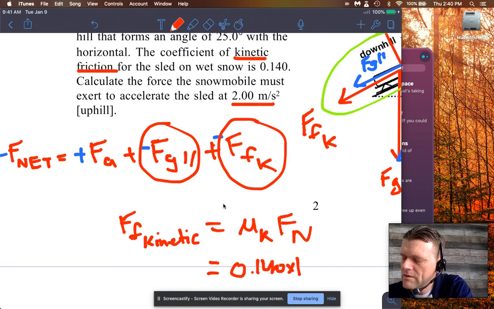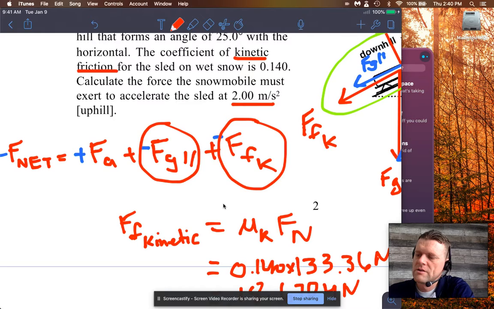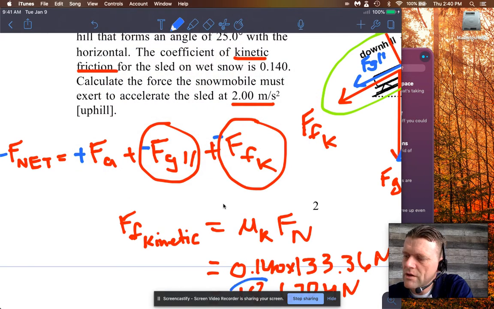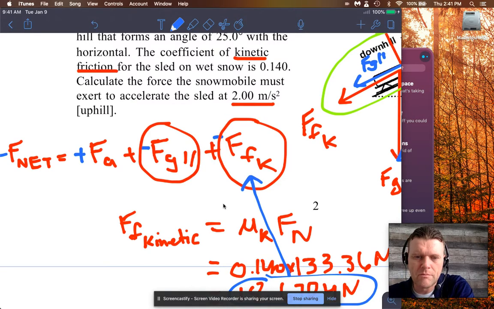force of gravity perpendicular. So that's 133.36. Okay, giving us a grand total of 18.6704 newtons. Okay, so that force, this force here, will now go up here. Sorry, that's a little bit off screen. The force of gravity parallel we already know, and the net force.